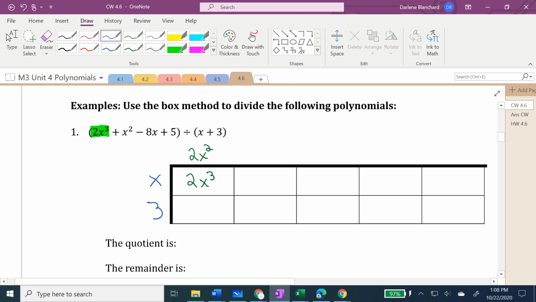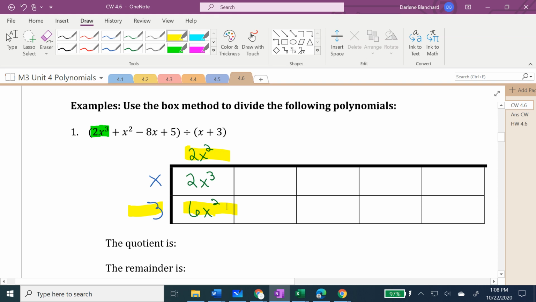Then, now that you know what this is, you can now find what goes in this box, because you're going to multiply 2x squared by 3. And that's going to give you 6x squared.